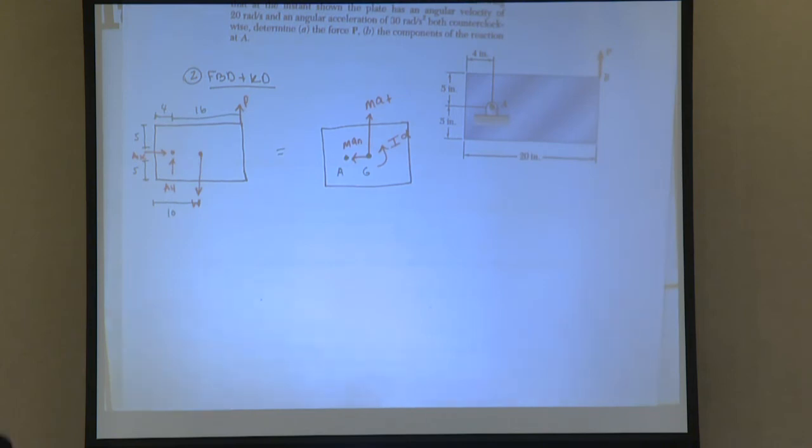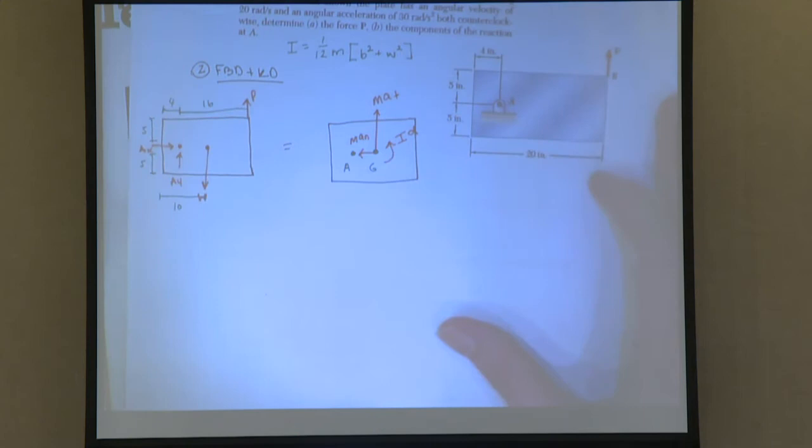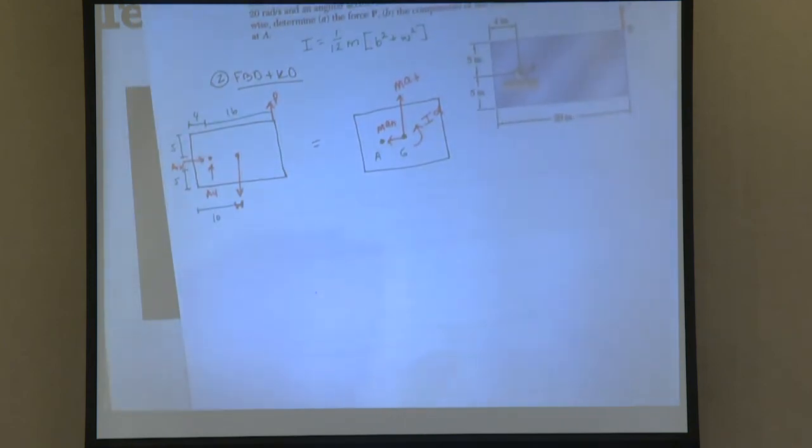Okay, so let's write out the next part. I didn't write this down, but for a rectangular shape, you can get this from the table: I is equal to 1/12 m times (b squared plus w squared). So this isn't a slender rod. For a slender rod, you would just have 1/12 m l squared, I believe. So for this one you have to take into account that it has a thickness to it. Now let's do our equations of motion.